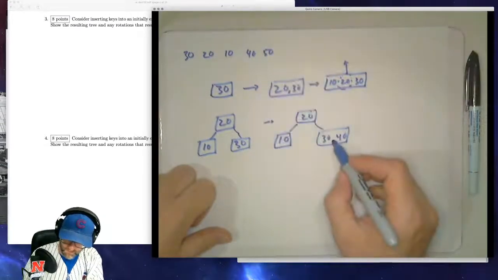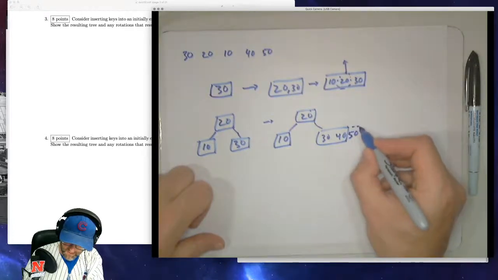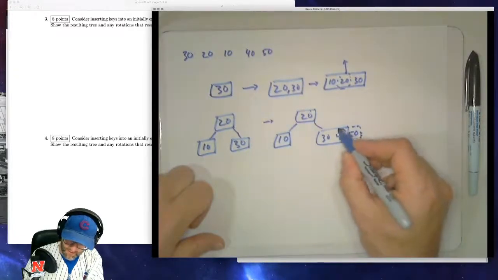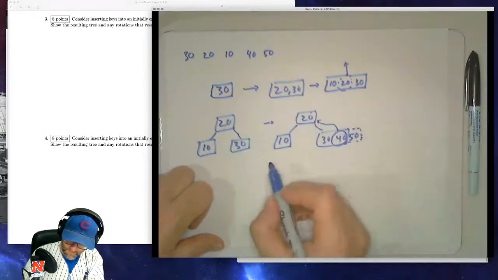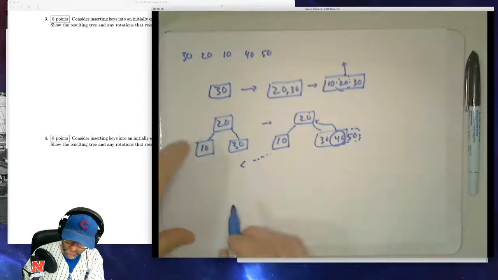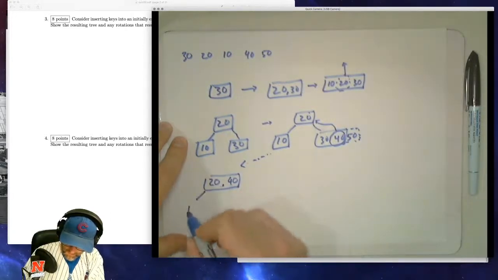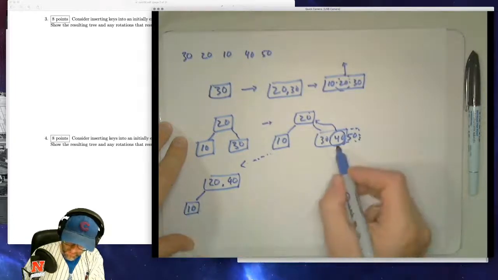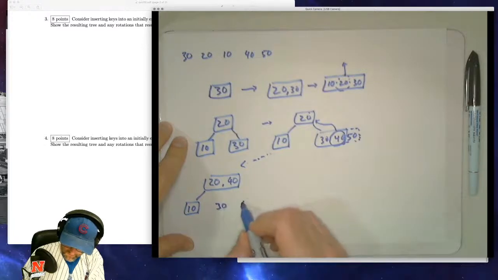50 comes in, and it's added to this one initially, but now it's full, and so what we need to do is promote the middle element up to the parent. So temporarily, what does that look like? 20 and 40 are now up here. 10 is still hanging off over here. But when we promote that up, we split that into 30 and 50.